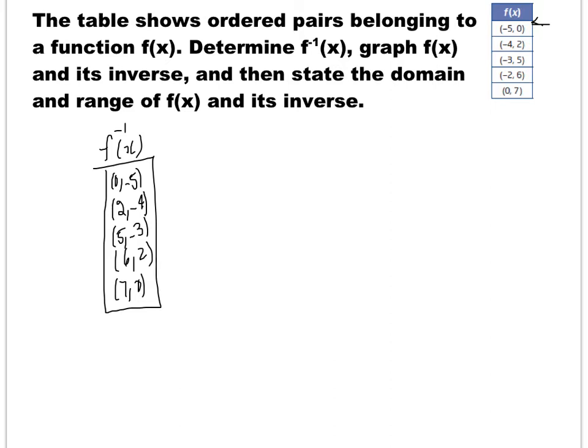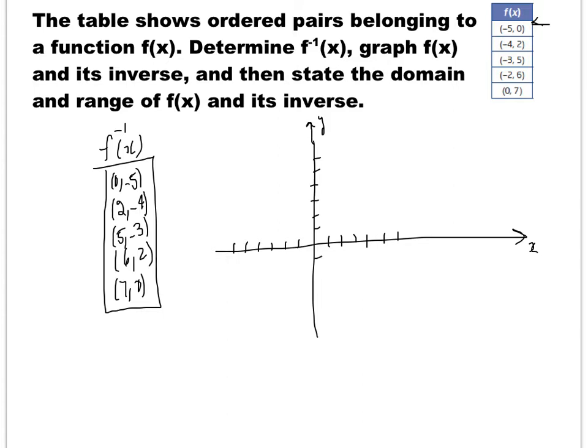Now we are supposed to graph f of x and its inverse. So if this is my x and y coordinate system, 1, 2, 3, 4, 5, 6, 1, 2, 3, 4, 5, 6. For f of x, if x is negative 5, y is 0, this point. If it's negative 4, it's 2, so it's going to be somewhere around here.